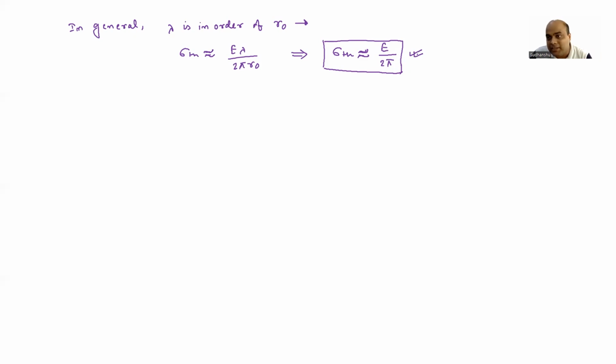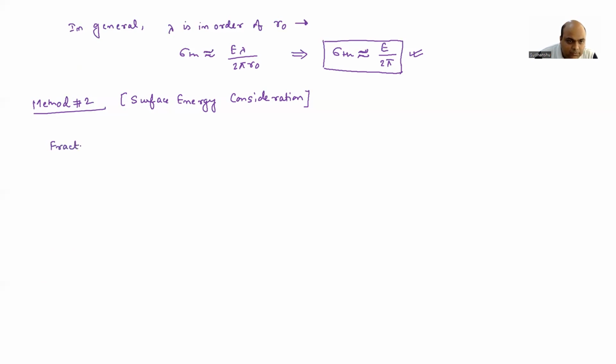Now let's use the concept of energy and calculate again what could be the theoretical strength. That is method number 2, and we are using surface energy consideration here. So let's calculate the fracture work per unit area. This can be given as the integration from 0 to λ/2 of σ dr. You remember the sinusoidal curve, right? So we are calculating the fracture work per unit area.